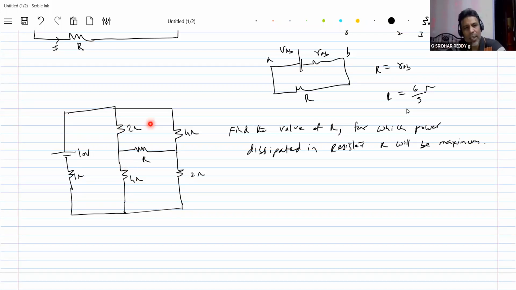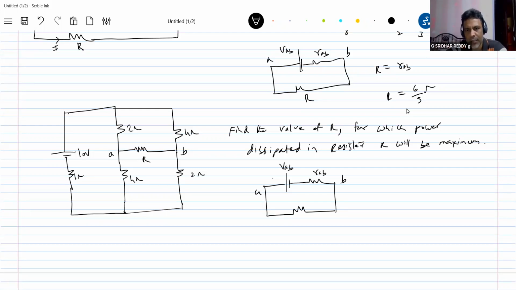So now, can I replace this with terminals here? What this resistor will do is it will see some sort of effective potential drop. So I'll make the entire problem like this. This is RAB, this is VAB, and that particular resistance I'll connect it here. The power dissipated will be maximum when capital R equals RAB.